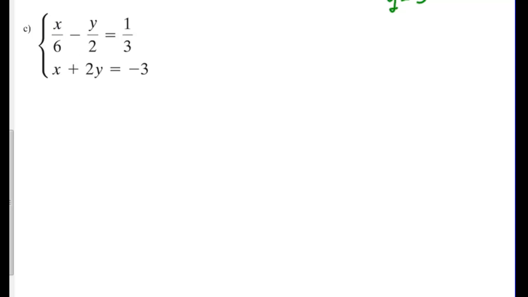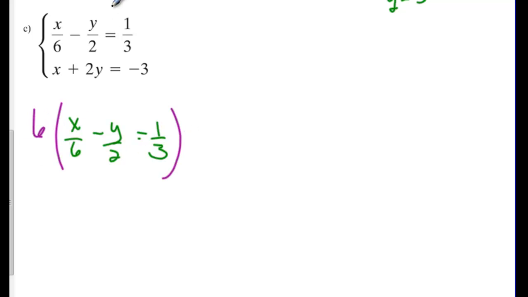So I'm going to clear this just to make it prettier and nicer. So if we multiply everything by 6, and we'll see how this goes if you're okay with this. So the 6 times x over 6 gives us just x. And then minus 6 times y over 2 is going to give us 3y equals 6 times 1/3 is just going to give us 2. Is that okay? All right, good. So that's the first equation.